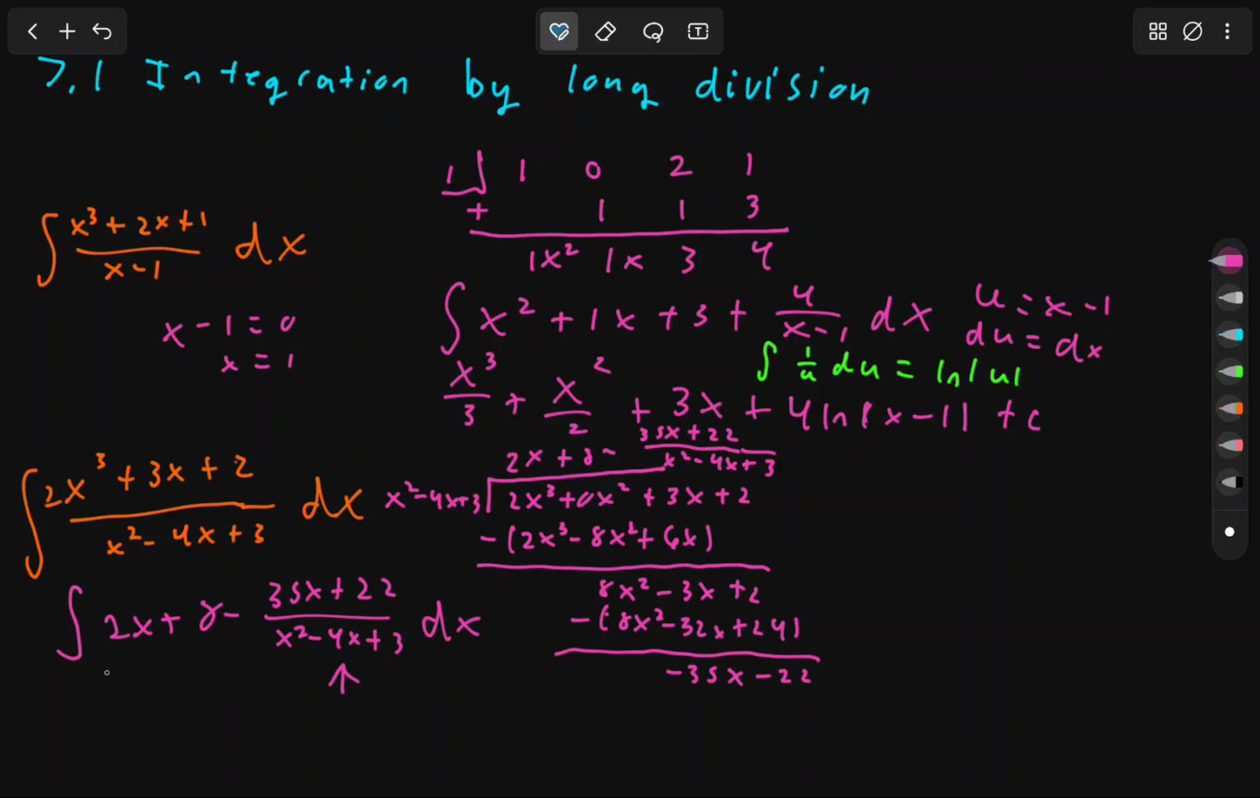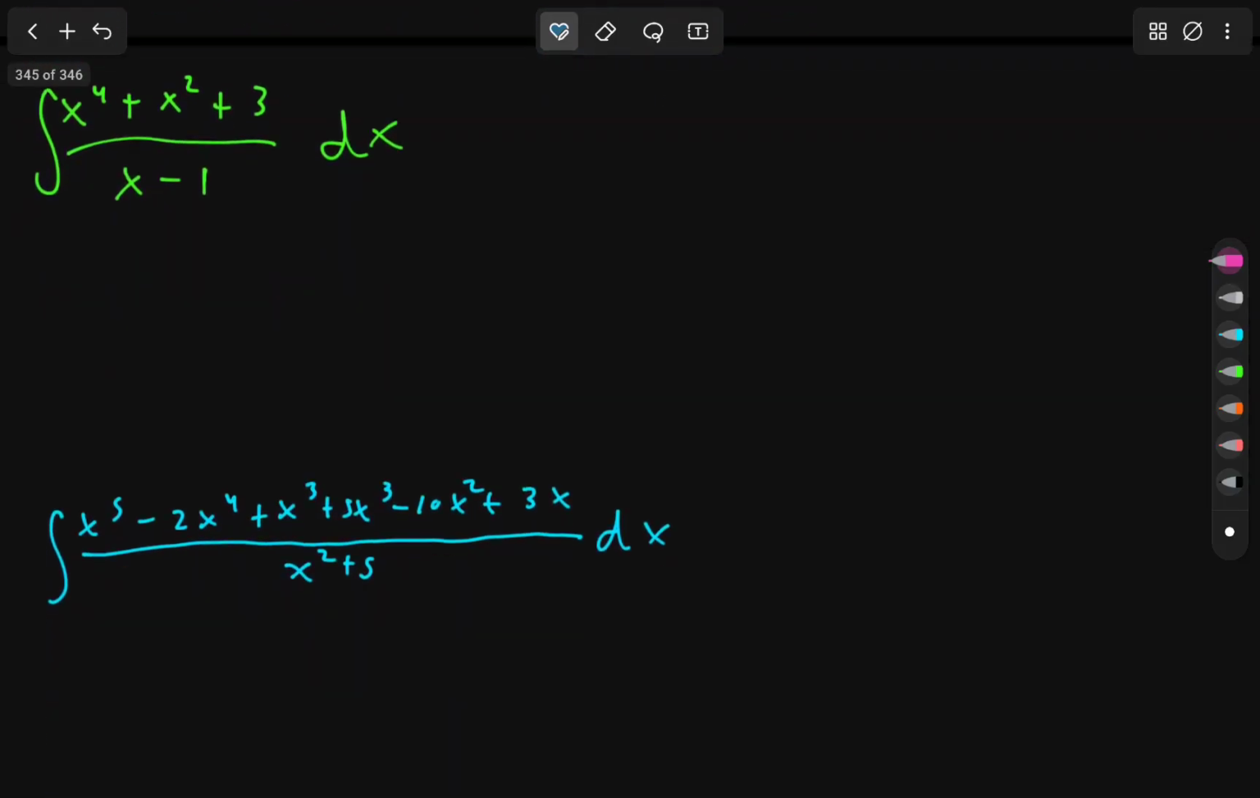So the integral of 2x is just x squared. The integral of 8 is 8x. And we're just going to say subtract the integral of 35x plus 22 divided by x squared minus 4x plus 3 dx. Alrighty, and that is our answer for this integral-ish, other than we're not doing this part right here.